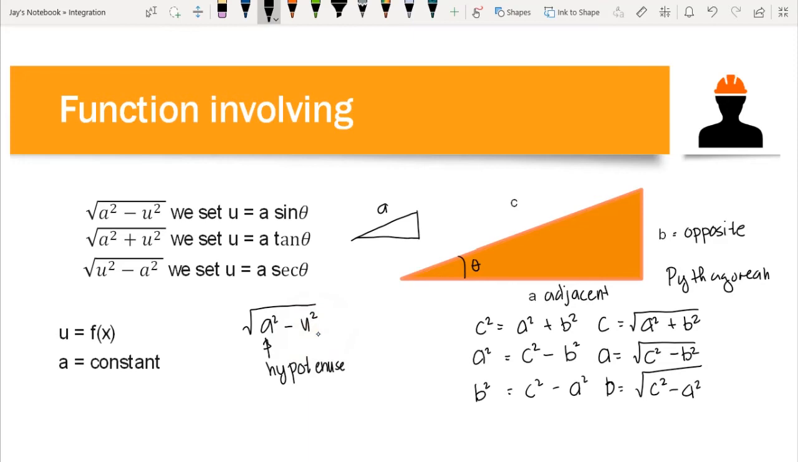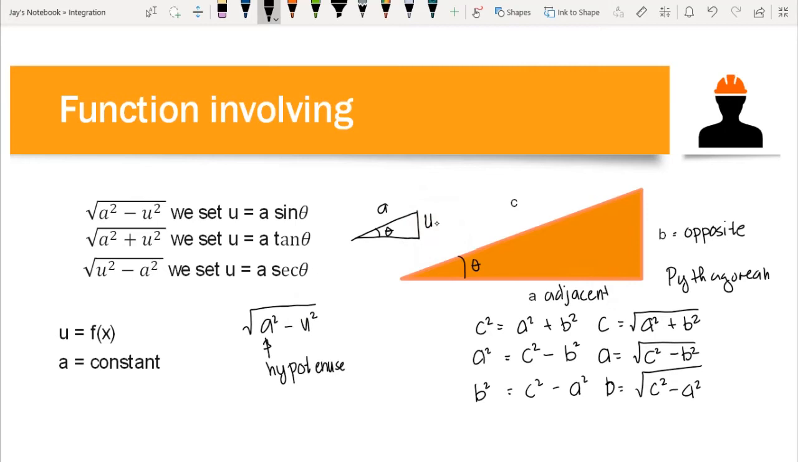But if we have a function of x, the best way here is to set our u as the opposite. We always put u as our opposite, though it can be assigned as the adjacent, but the most appropriate or easiest way is to set u as the opposite. Okay, so if this is our theta.